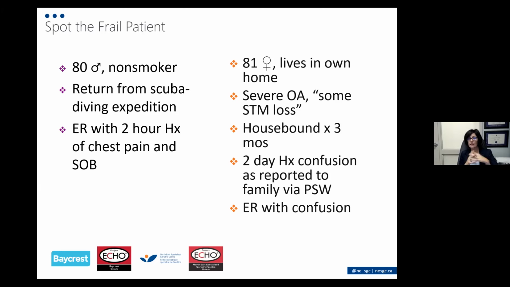And what is nice about this case is that both of these individuals are the same age. So that is the same about these two individuals. What else is the same about these two individuals is they are both presenting with a myocardial infarction. What is different about the two of them is one is frail and one is non-frail.